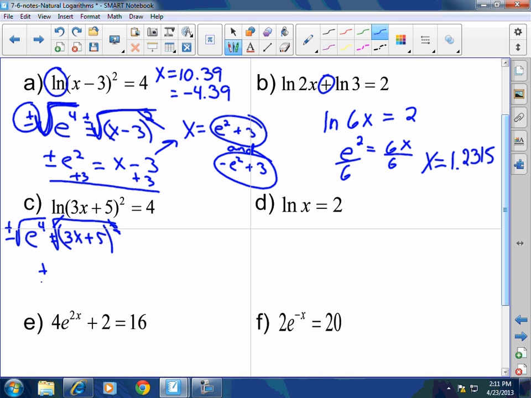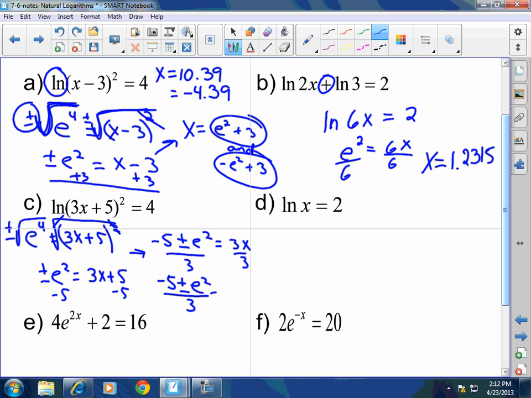What that's going to give me is plus or minus e squared equals 3x plus 5. You guys with me here so far? Now I'm going to have to subtract 5 from both sides. So rewrite it like this: negative 5 plus or minus e squared equals 3x, divided by 3. So I've got negative 5 plus or minus e squared, divided by 3, equals x. I don't care about the answer right now. I care that you understood that setup. Went from here to here to here to here. Does everyone see what I just did there? Because I'm going to erase this in a second and just leave the answer part. Is that cool?